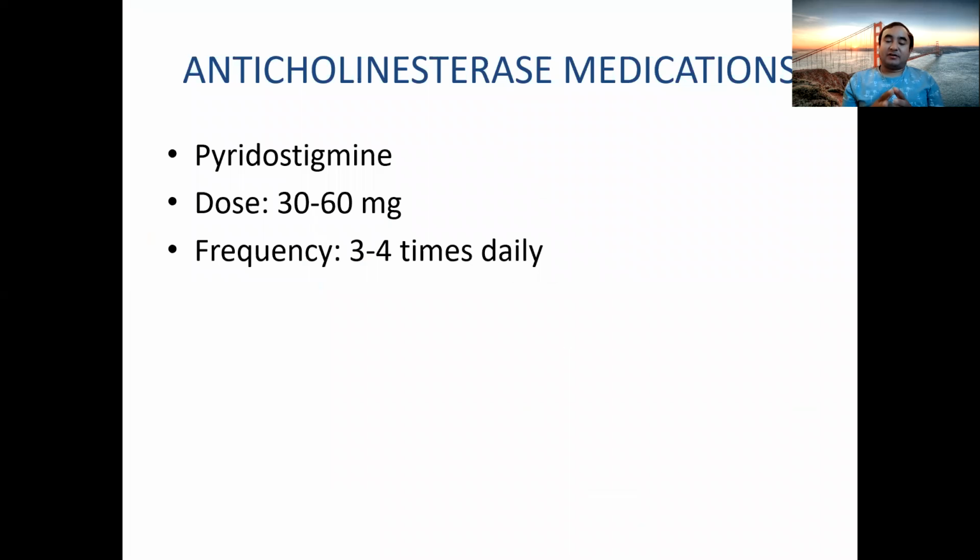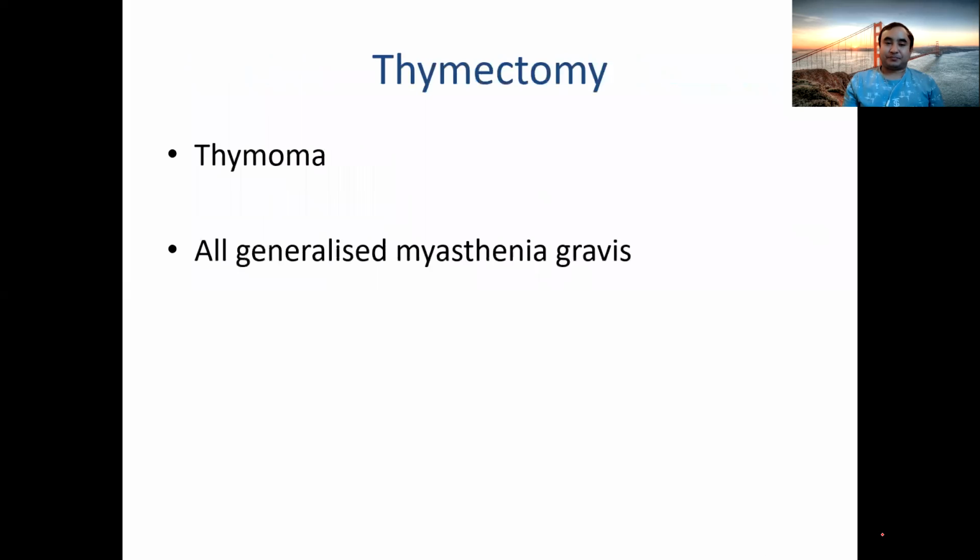Then pyridostigmine is an anticholinesterase medication. It inhibits the cholinesterase enzyme. So if we inhibit the cholinesterase enzyme, there is a high level of acetylcholine, and that gives a symptomatic benefit to the patient. That's why pyridostigmine is a common drug that most patients with myasthenia take. The dose of pyridostigmine is 30 to 60 mg, and we can give it 3 to 4 times daily.